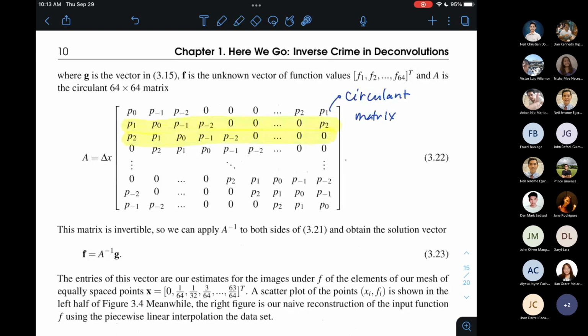Tapos titingnan natin baka may pattern kasi ayokong gawin to 64 times hanggang makarating ako sa dulo. So we are praying that there is a nice pattern to the matrix, okay? And luckily here you see that P0, P sub negative 1, P sub negative 2, ito uli sila. Parang na-move lang sila 1 unit to the right. So let's see if that happens for all of the entries in the matrix.